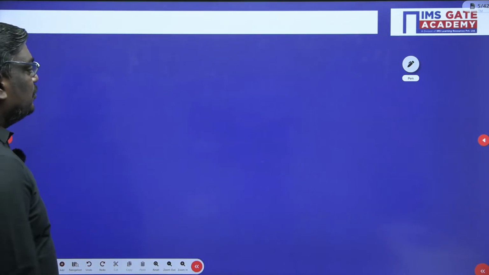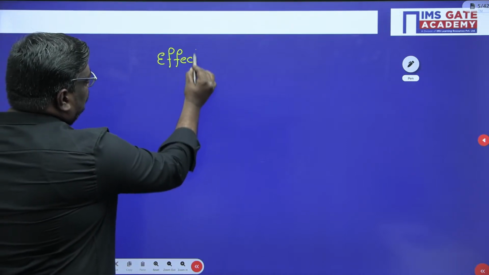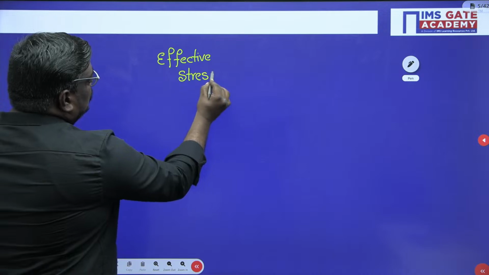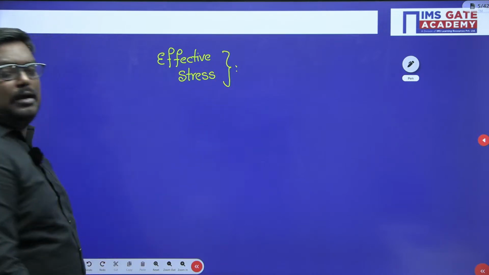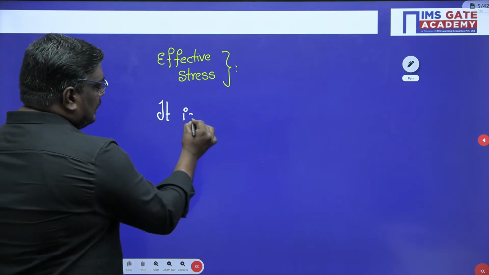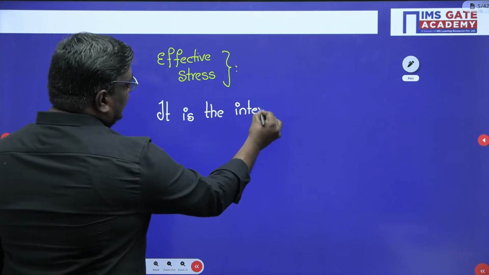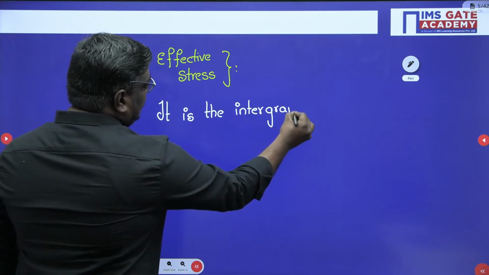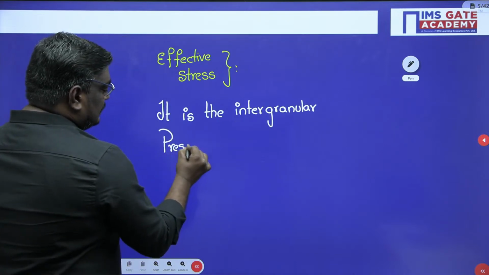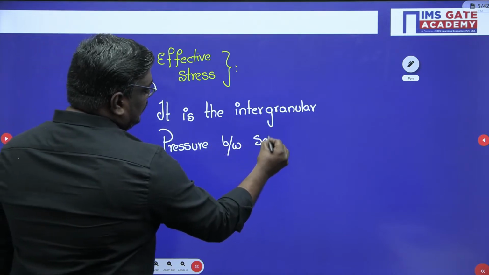Now coming to the effective stress. What does effective stress mean? It is the intergranular pressure between the soil particles. Now my dear students, if you see, effective stress means it is the intergranular pressure between the soil particles.